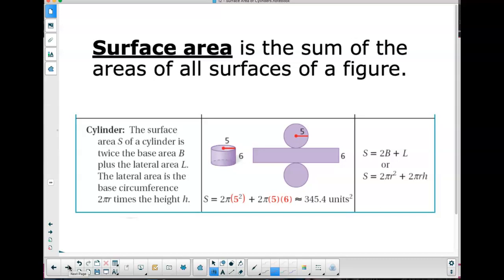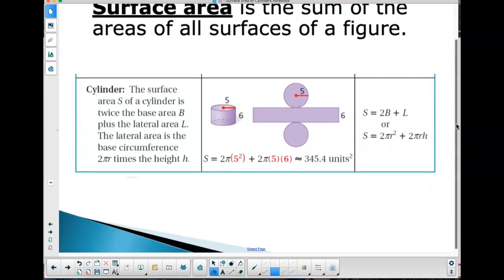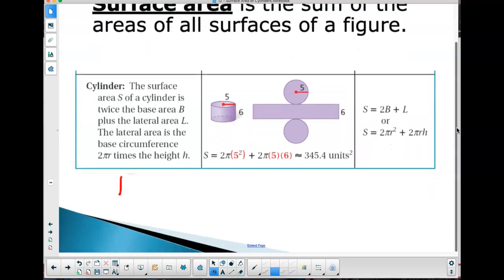Now, I'm going to rewrite this formula a little bit. I don't mind the formula if that's there, but we're going to rewrite it because I want you to understand where it comes from. On the bottom here, I want you to write a formula. I want you to think of a cylinder. What shapes make up a cylinder?